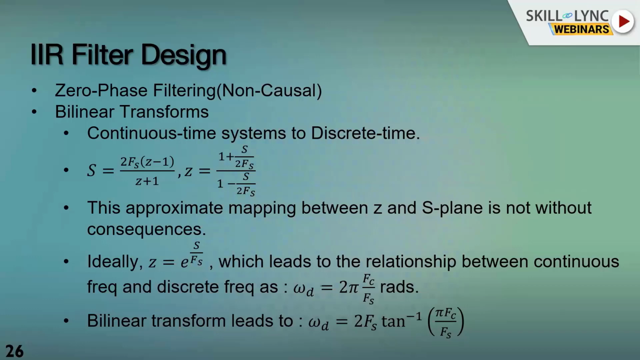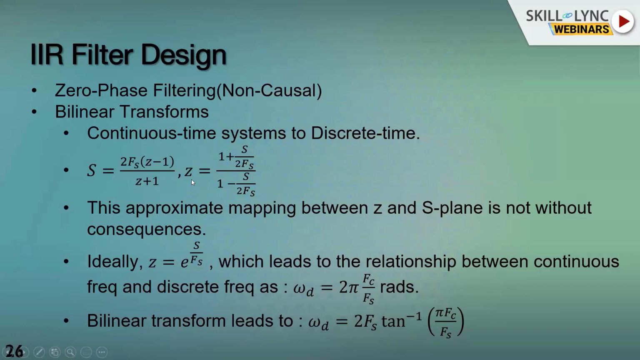What the bilinear transformation does is it maps the S domain transfer function. S domain is the continuous time system. So it maps the S domain system to Z domain, the Z transform that I've talked about. So it maps the S domain to Z domain. And this is the transformation or mapping equation that we use.